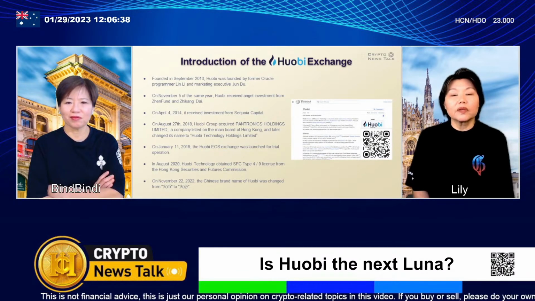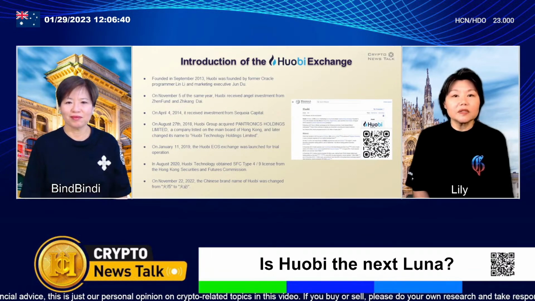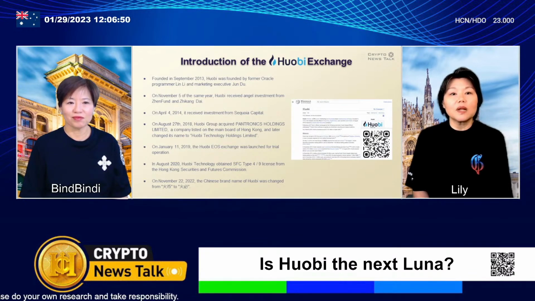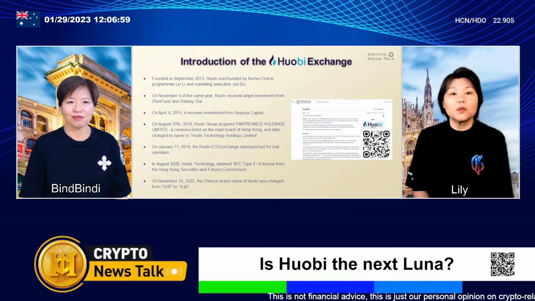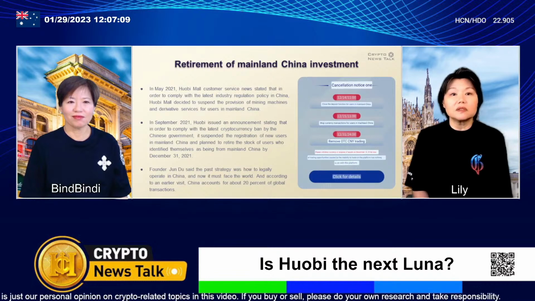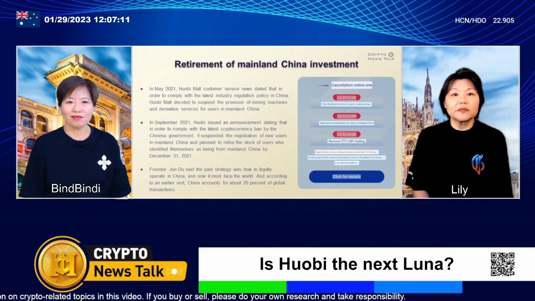However, something is strange in 2021. Though it started from China, the funds started retreating from mainland China. In May 2021, Huobi stated that to comply with the latest industry requirement in China, it decided to suspend the provision of mining machines and derivative services for people in China.